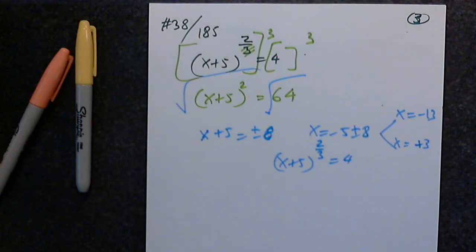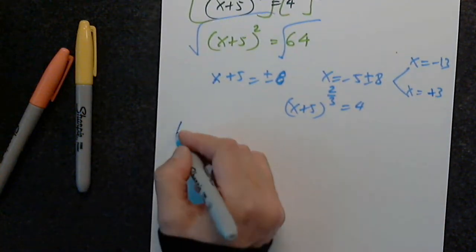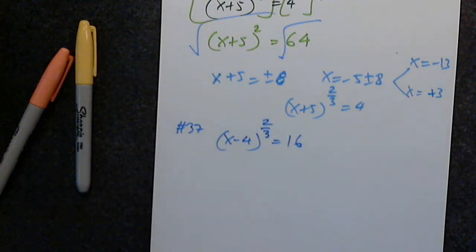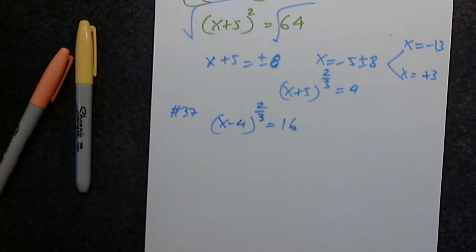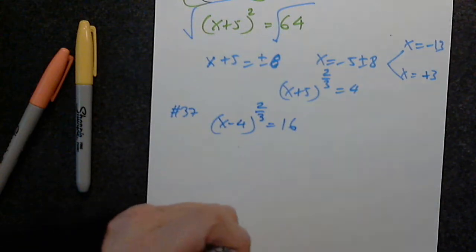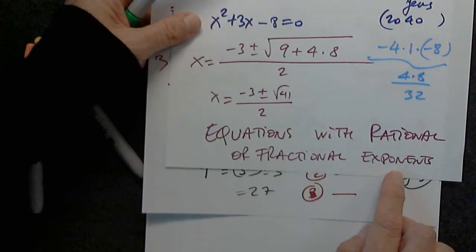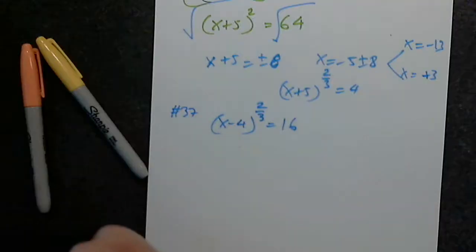Would you like to choose, or do you want me to choose? You can choose. Okay, so let's say 37. Same page: (x minus 4) to the 2/3 equals 16. What type of equation is it? It's an equation with rational or fractional exponents.